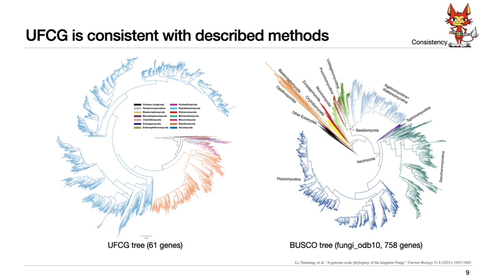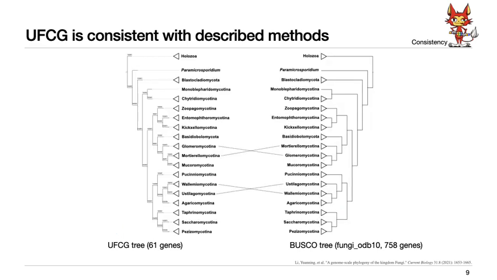UFCG produces consistent results with previously described methods. The tree on the left is the UFCG tree that I showed earlier, and the tree on the right is a BUSCO tree built with 758 genes from the OrthoDB fungal lineage, which was proposed about 2 years ago. Comparing these trees at the subphylum level, you can see the results are mostly consistent aside from 2 pairs of clades. But considering these mismatches, we could find papers that agree with either topology, which means the true topology of these pairs is still in controversy.